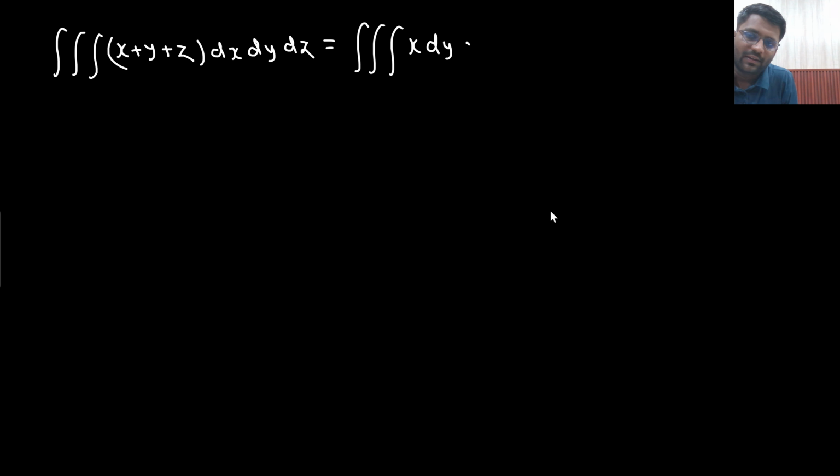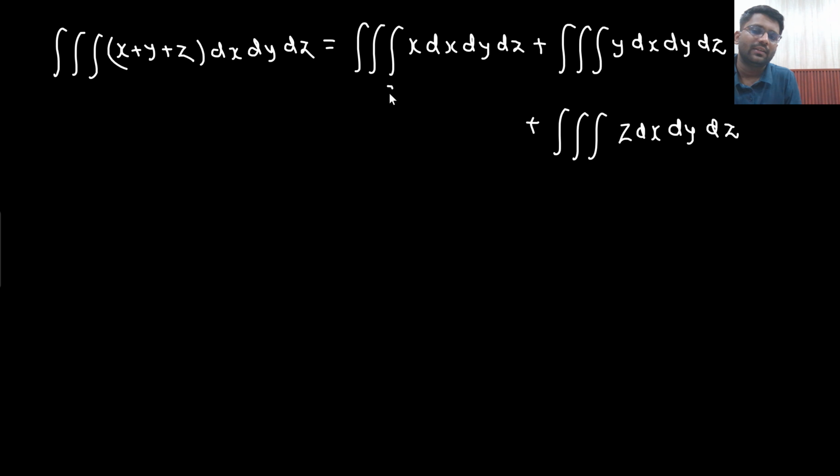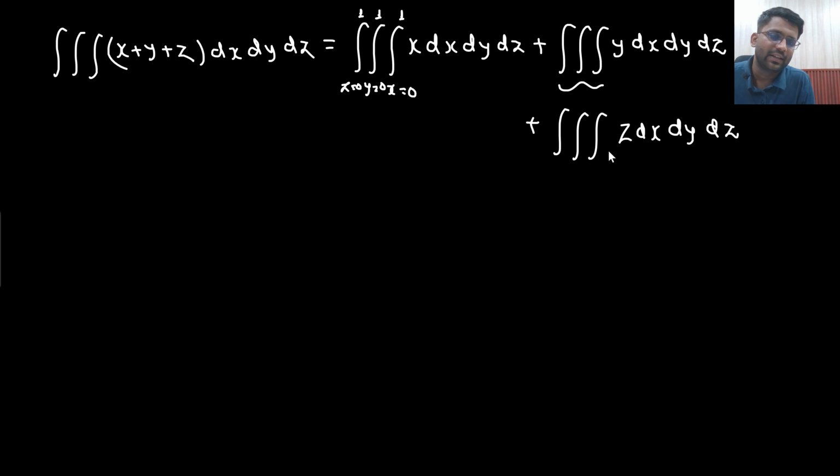X dy x dx dy dz plus over the volume V y dx dy dz and over the volume V z dx dy dz. You know one thing, the limit of x is going from 0 to 1, the limit of y is going from 0 to 1 and limit of z will also go from 0 to 1 only, because it is a cube. X going from 0 to 1, y going from 0 to 1, z going from 0 to 1, and the same limits here as well.